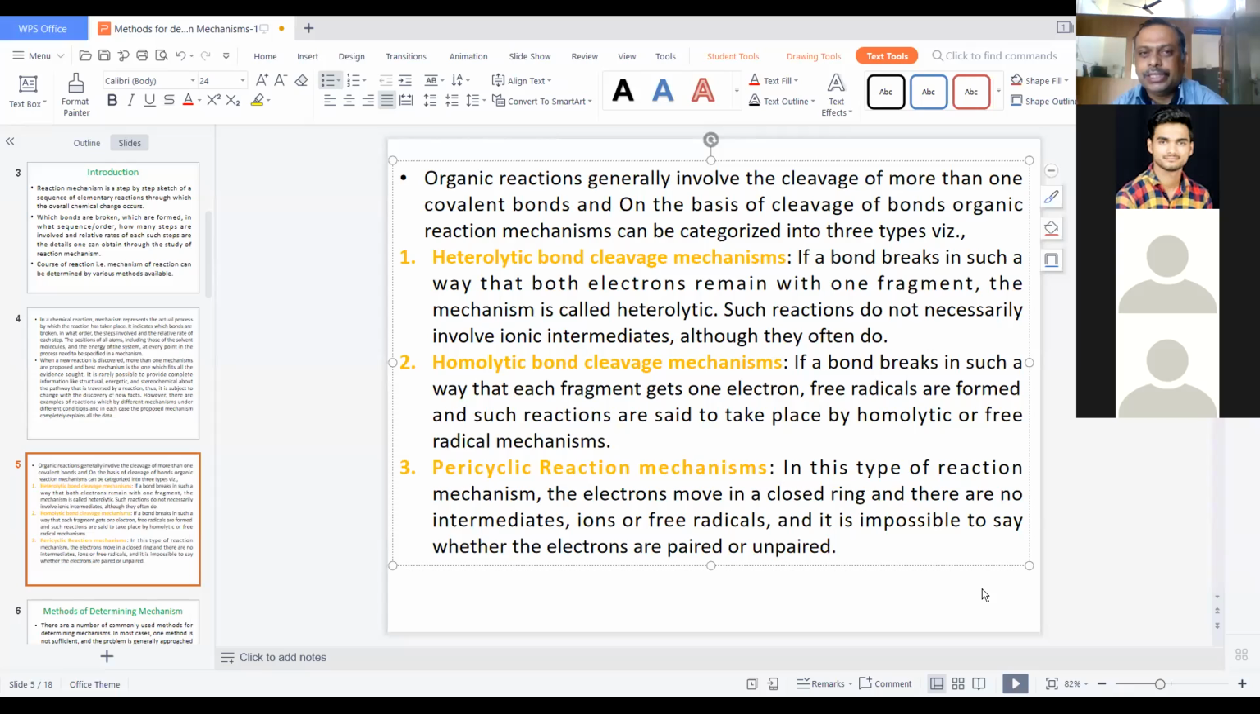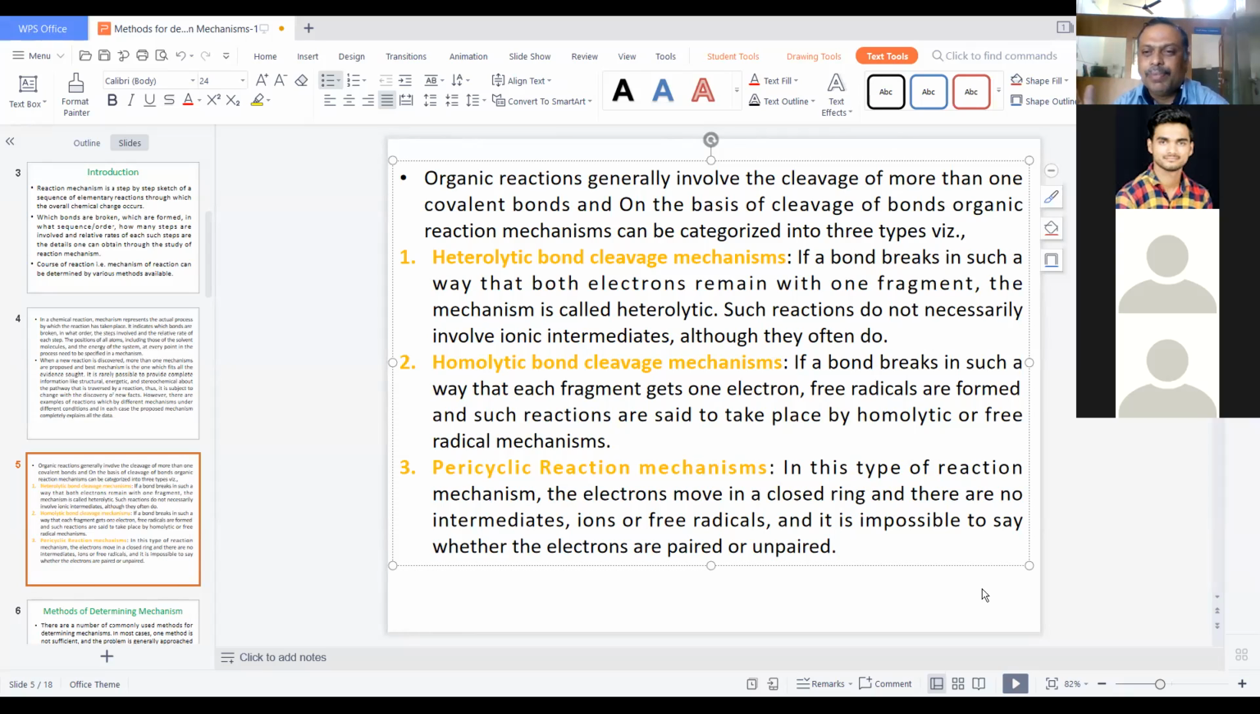Bond break heterolytic मध्ये काय होतं? If a bond breaks in such a way that both electrons remain with one fragment, म्हणजे एकाच fragment कडे 2 electrons, and possibility of generation of ions, cations or carbanions, and the mechanism is called heterolytic mechanism, and such reactions do not necessarily, गरज नाही की ionic intermediate generate होईल, पण generally generate होतात.